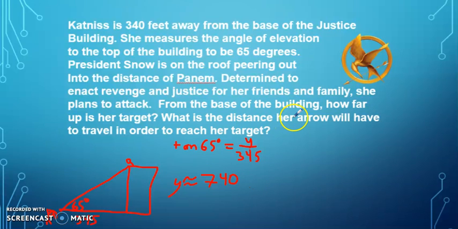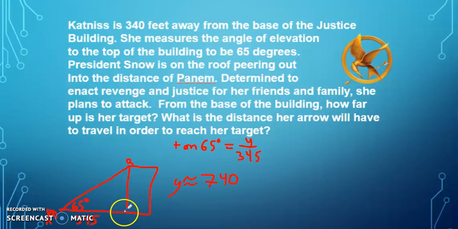Next, the question says, what is the distance her arrow will have to travel in order to reach the target? So the arrow would be going along this diagonal path here. So in this case, we need to know the hypotenuse. Since we know both the opposite and adjacent side, we actually have a few choices here. You could either use sine or you could use cosine if you wanted to use the adjacent side. I'm going to use cosine since we did some rounding to find that height anyways. I'd rather be as exact as possible.